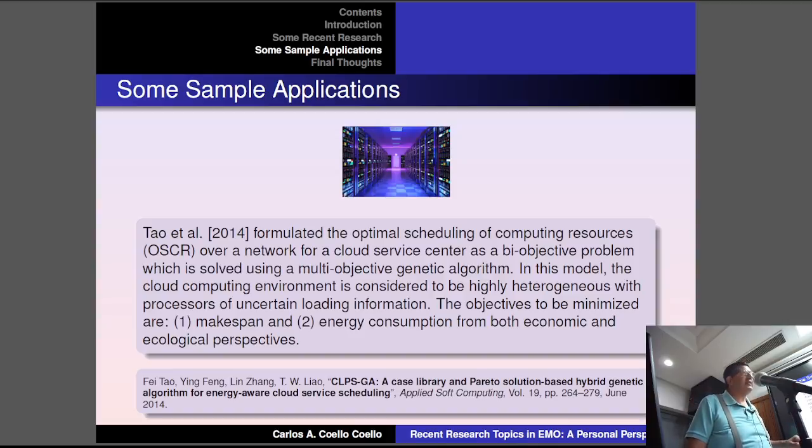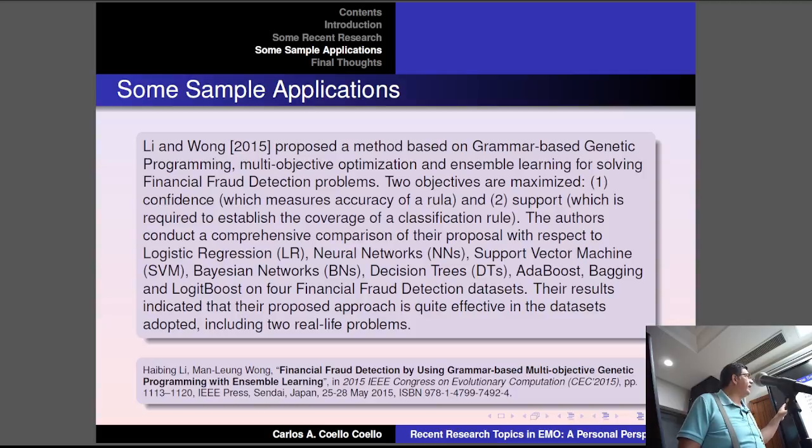Another application uses genetic programming, which is another variation of the genetic algorithm, and another popular evolutionary algorithm. This is a system for solving financial fraud detection problems in which they maximize two objectives: confidence, which measures the accuracy of a particular rule, and support, which is required to establish the coverage of a classification rule. So in here the idea is to try to identify an operation that is regular from one that is a fraud. This was interesting because although it's a conference paper, they compare this approach based on a multi-objective evolutionary algorithm with several traditional techniques used for fraud detection, going from logistic regression, neural networks, support vector machines, Bayesian networks, decision trees, AdaBoost, Bagging, LogitBoost, and so on. And they found that this worked very well. The use of genetic programming worked very well.